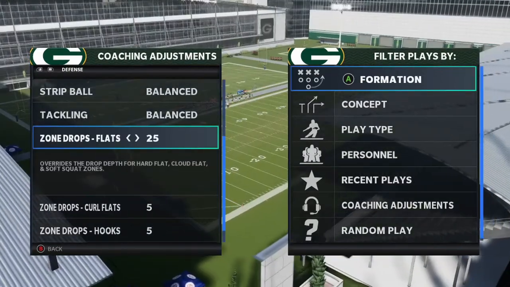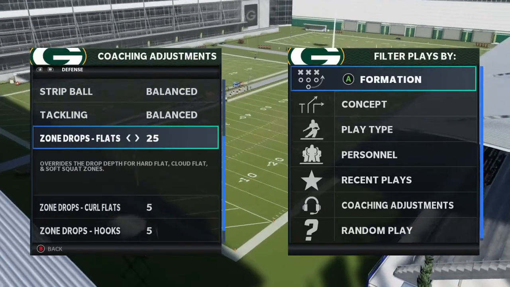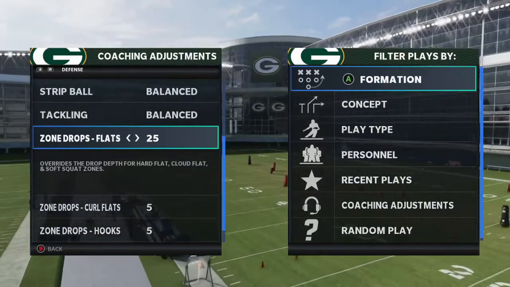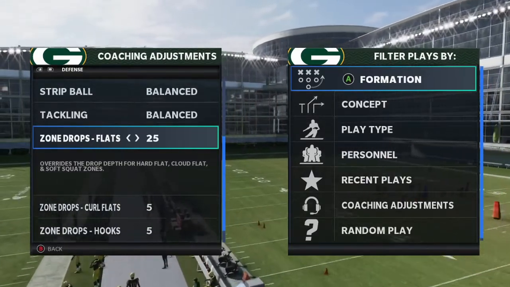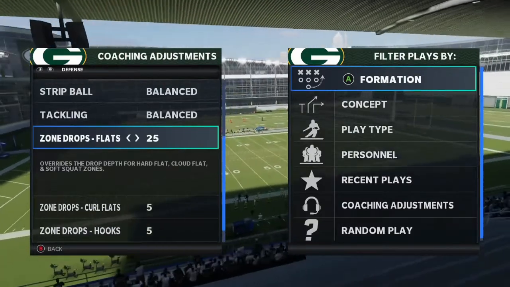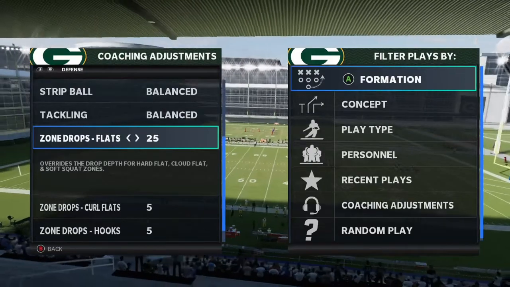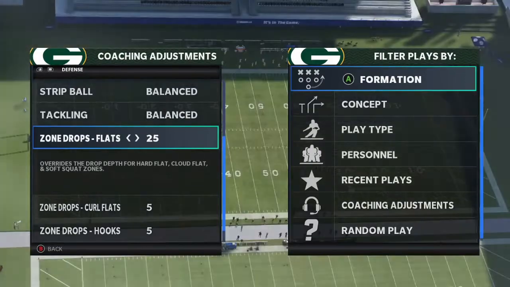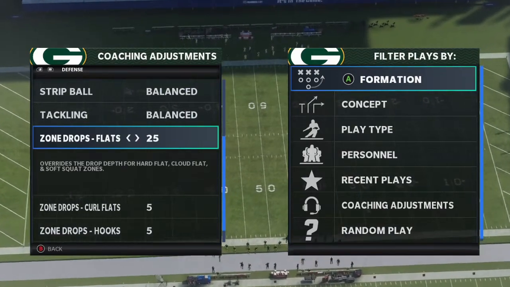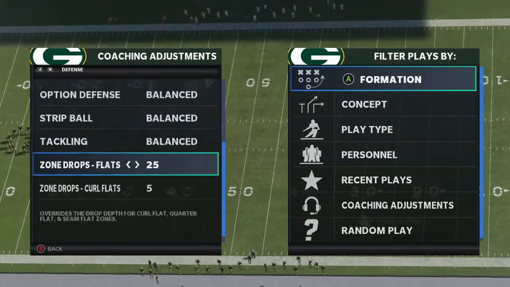Now, they added these zone drops this past year, and I think this was a phenomenal addition to the game because it allows you to guard these pesky corner routes and crossing routes that we talked about so much. And also, like I was talking about when we were breaking down the individual zones, the outside quarters don't really guard those crossing routes how they're supposed to, so we've got to use these zone drops. So this is usually what I have my zone drops on.